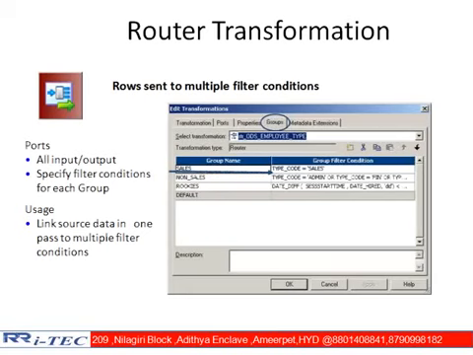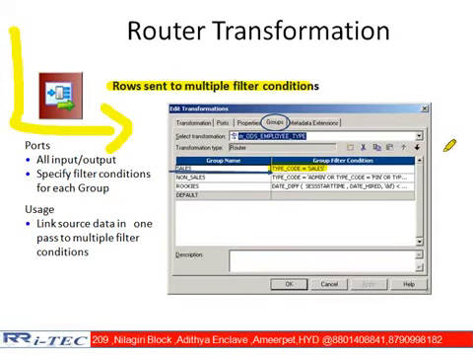Then how router transformation looks is, see this one. Whatever input data is available, rows are sent to multiple filter conditions. One filter condition is type code equal to sales. I am sending one employee here and evaluating whether the employee type belongs to the sales department or not. If that person belongs to the sales department, it is going to load into the sales target. And it won't stop over there.